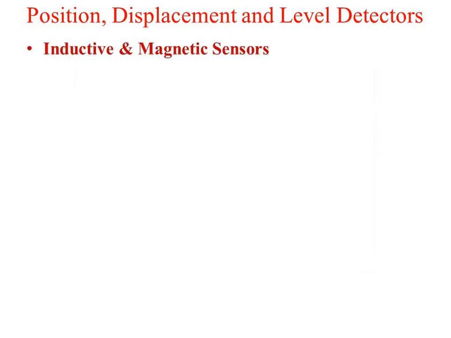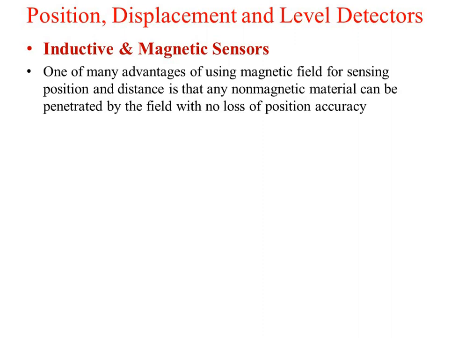Now we will be moving towards the next type of sensors, called the inductive and magnetic sensors. We know the principle of these inductive and magnetic sensors. Whenever you pass current through a coil, it will generate a magnetic field, or whenever you move the magnet near the coil, or move the coil in the magnet, it will generate a current. So vice versa. This is what we know as the principles.